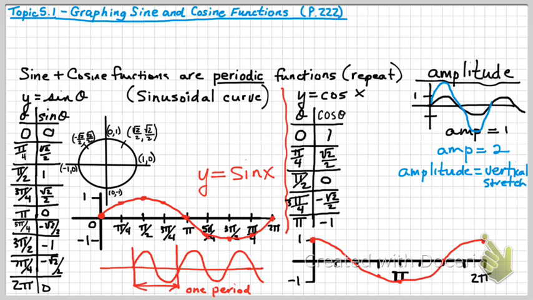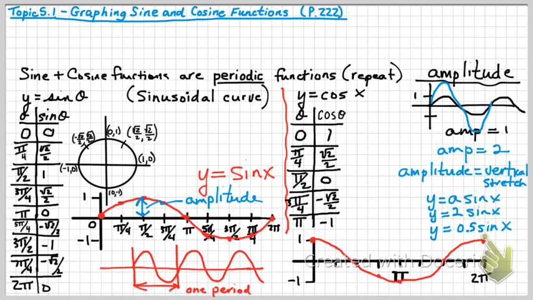Amplitude is referred to as the vertical stretch. Y equals a sine x. If you looked at a couple of graphs in your calculator, like y is equal to 2 times the sine of x, or even y is equal to 0.5 times the sine of x, you'll see how that value for a affects how high it reaches, the vertical stretch of the graph. And again, on our first graph, our amplitude is 1.